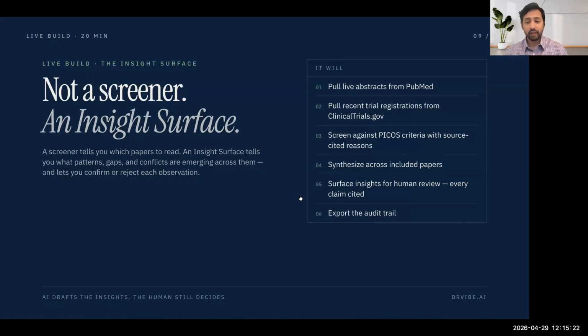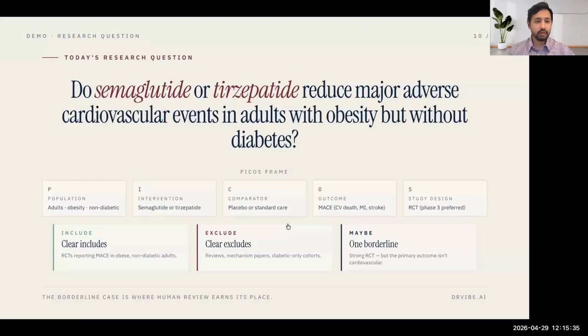If anyone's interested in trying it, we can try that live. And then it'll synthesize all of those, give insights that we can review, and then export it as an audit trail. So that'll be the plan. And then we'll kind of take it from there.